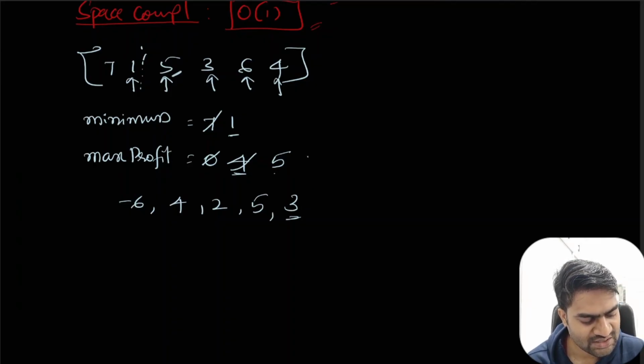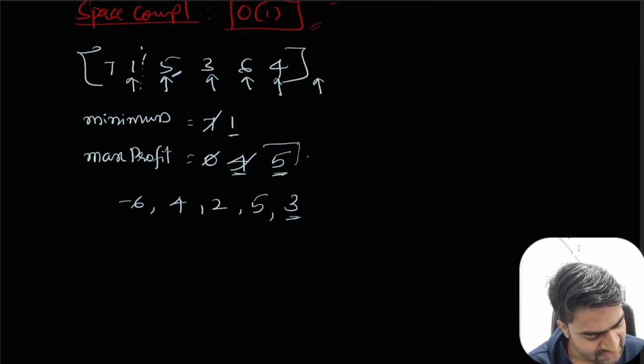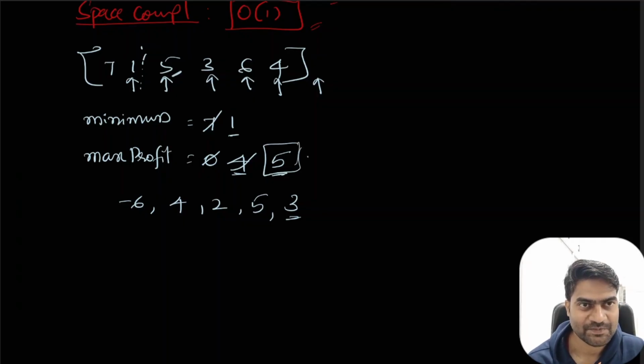But this 3 is not more than the current max profit. So I will leave it. So once it moves out of the array, then I'll stop. So what is my max profit now? I got 5. Okay. So this is how we can calculate in a single iteration.